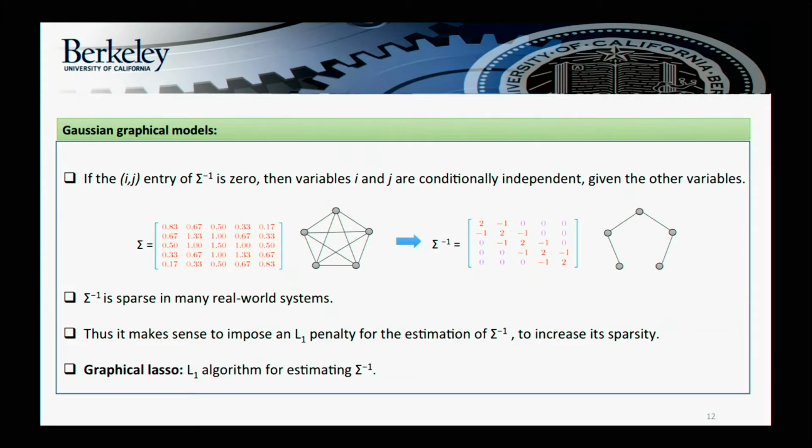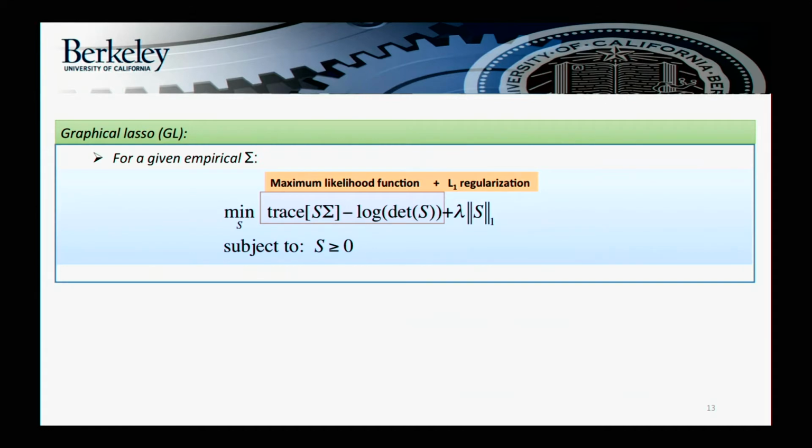One technique which is based on lasso or L1 penalty is known as graphical lasso, which is commonly used for estimating the inverse covariance matrix. Now note that in practice, we don't know the true covariance matrix. What we have is limited data from which we're only able to find a sample covariance matrix.